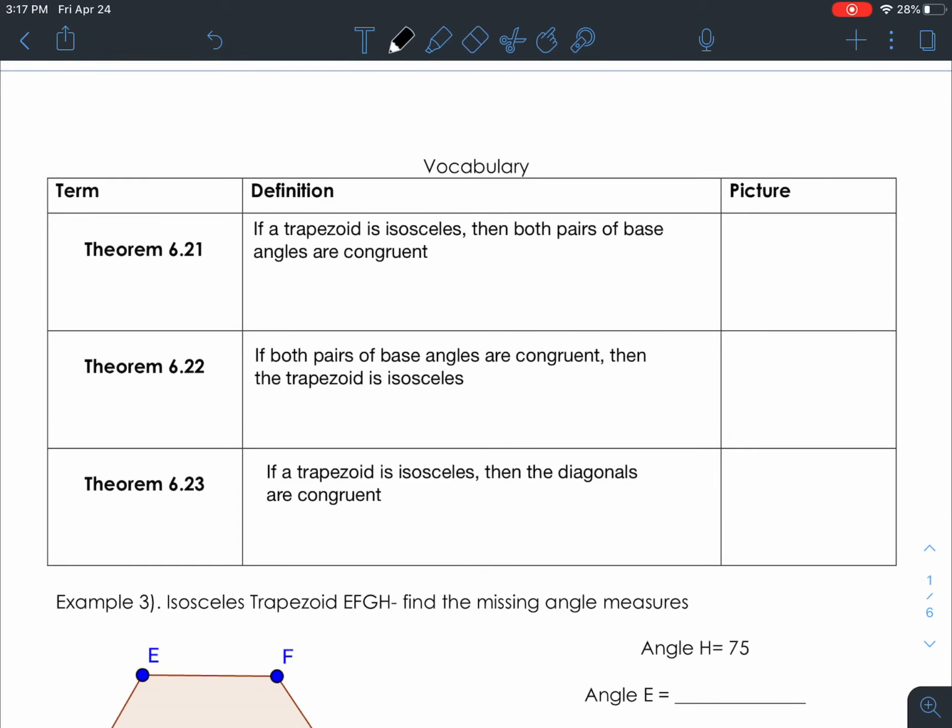Okay. All right. So for our next section, we're going to be talking about different properties of trapezoids. You don't have to memorize the fact that this is theorem 6.21 or this is theorem 6.22. You just have to be able to apply what the theorems are saying. So 6.21 and 6.22 are connected because 22 is the converse of 21.